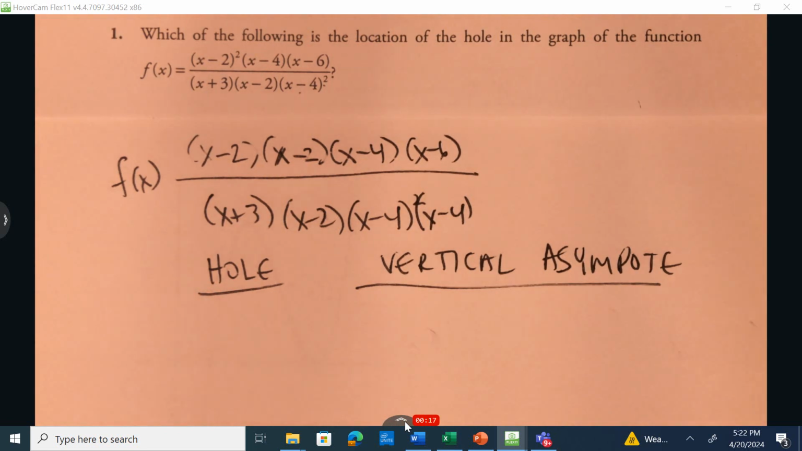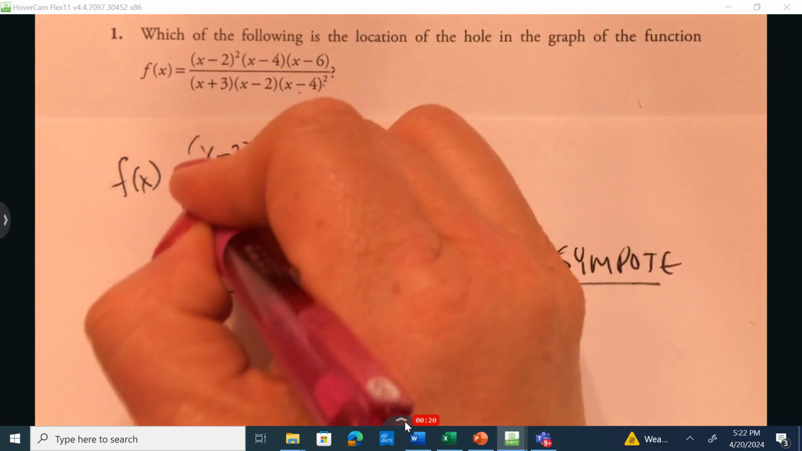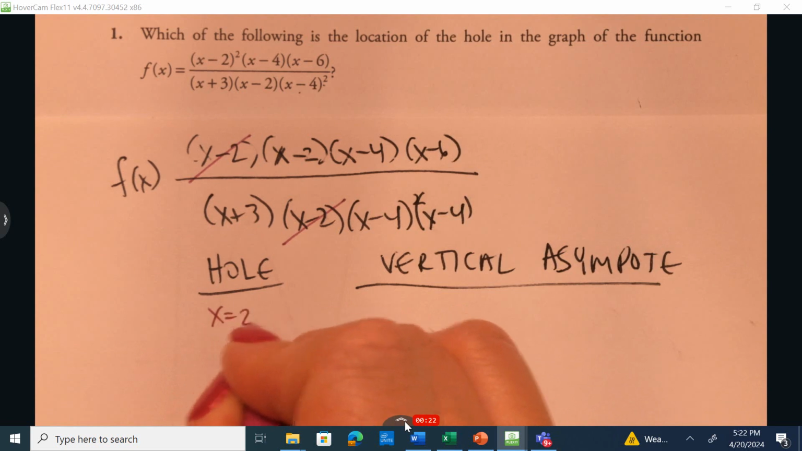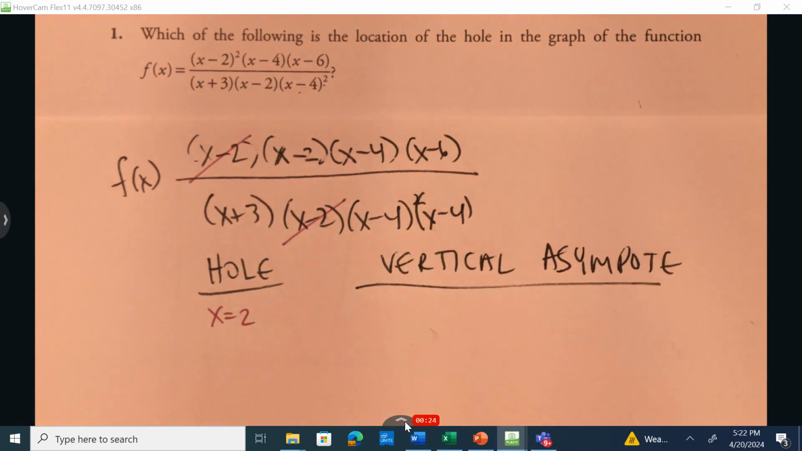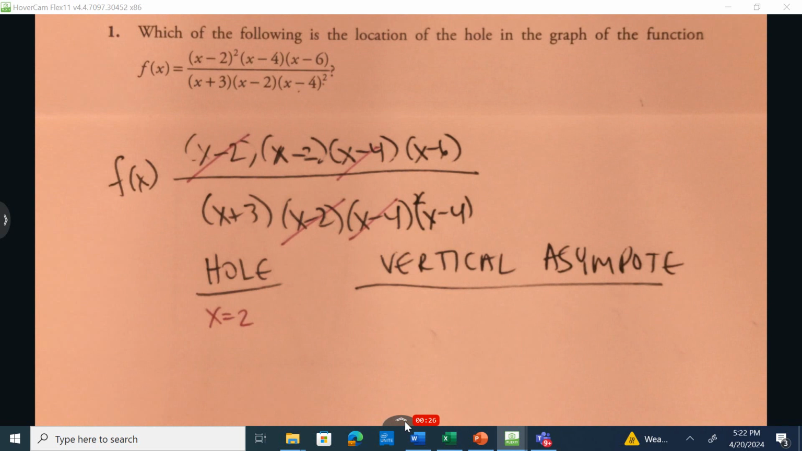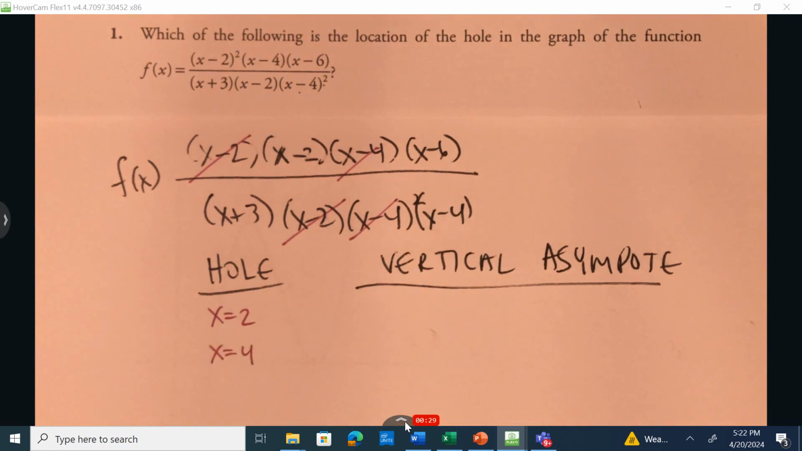Now I'm going to go ahead and simplify. So x minus 2 and x minus 2 simplify to 1. That means there could be a hole in the graph at x equals 2. And x minus 4 and an x minus 4, that means there could be a hole at x equals 4.